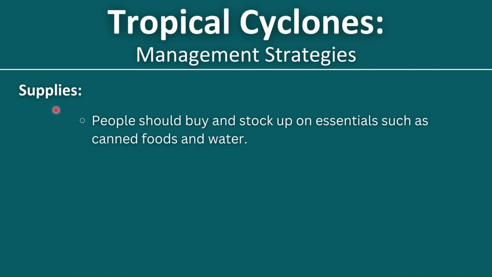Another very important management strategy is supplies, right? So people should buy and stock up on essentials such as canned foods and water, because obviously during a tropical cyclone, you're not able to leave your home. So you're going to need canned food and water in your home to last a long time. People should also purchase medical kits.